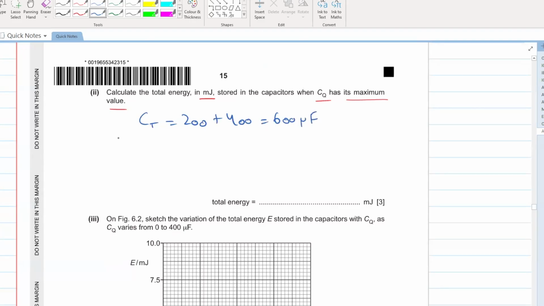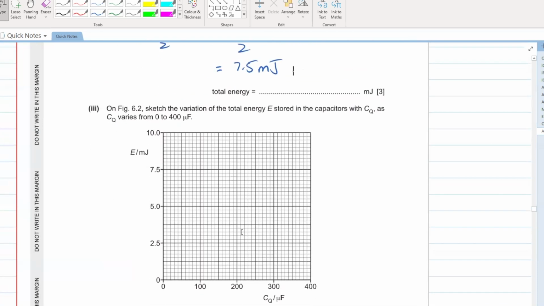How will you calculate the energy here? Energy is equal to 1 upon 2 CV squared. C is what? 600 microfarad. 600 into 10 raised to the power of minus 6 into the voltage that we just calculated, 5 squared. What does your energy come out to be? Your energy comes out to be 7.5 millijoules.